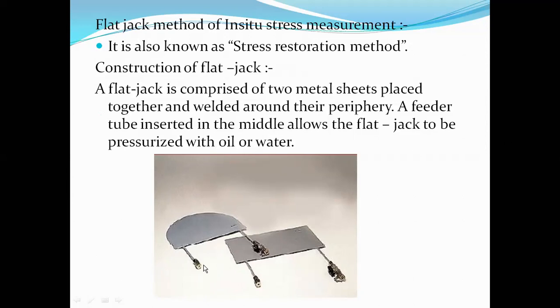Okay, and a feeder tube is inserted in the middle, which allows the flat jack to be pressurized with oil or water. So that's what it is. This is about the device, how exactly the flat jack looks, the main portion of it.